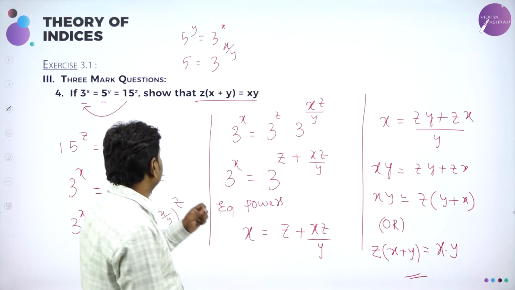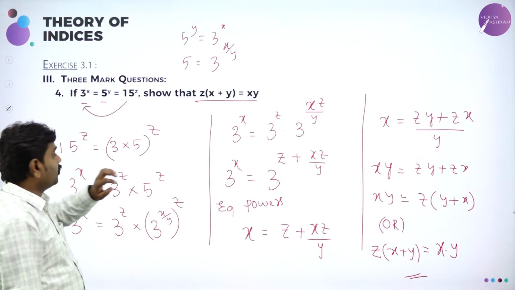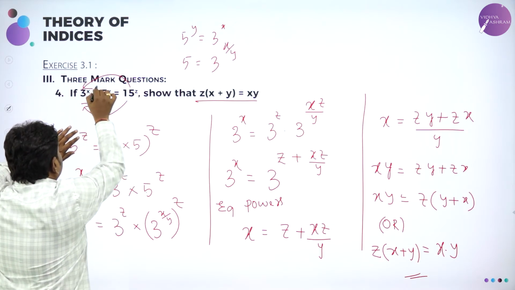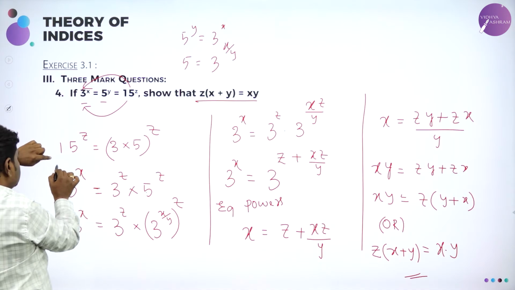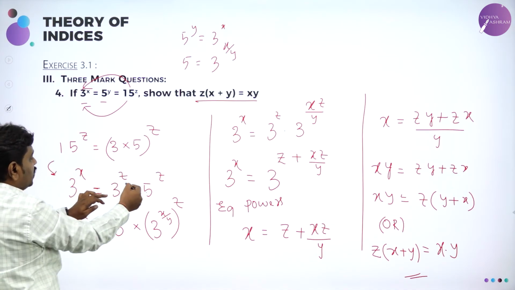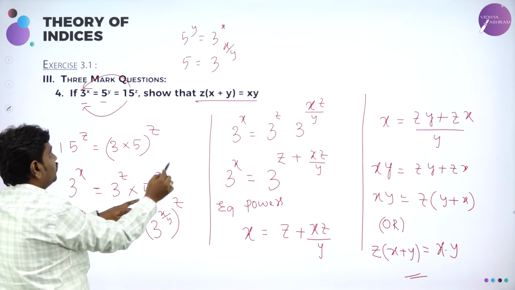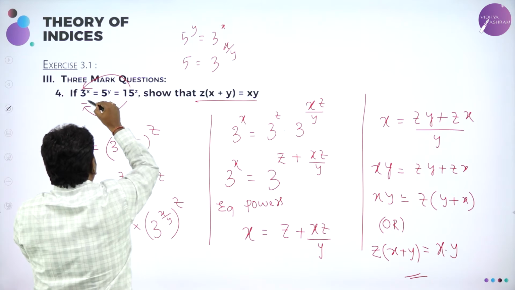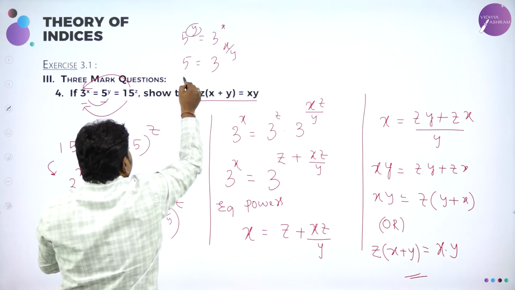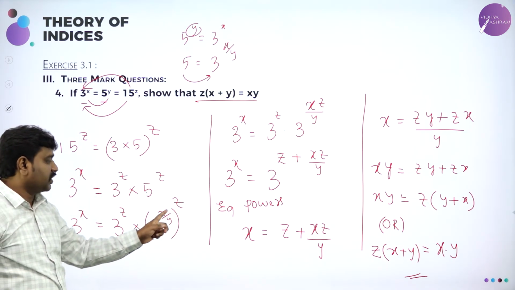Here what we used? 15 can be written as 3 into 5, power z as it is, but I'll remove 15 power z, because 15 power z is same as what? 3 power x. Instead of 15 power z, in LHS I'm putting 3 power x. Then z you take inside, so 3 also will get z, 5 also will get z, and 3 power z let it be. 5 power z, first get 5 power y. See here, if 5 power y is 3 power x, if y goes to the other side, it will come divided by y. Instead of 5 I am putting 3 power x by y.